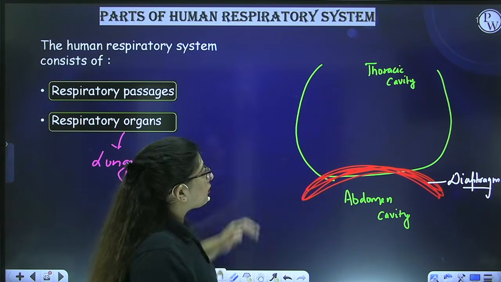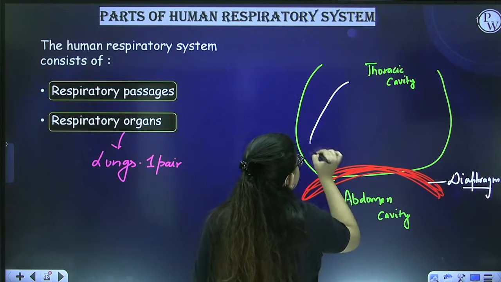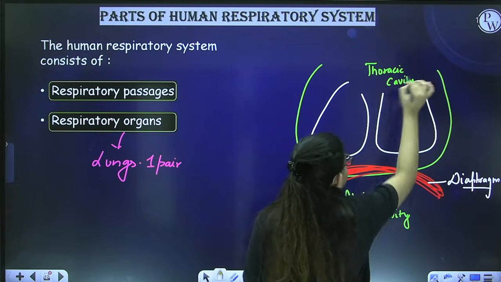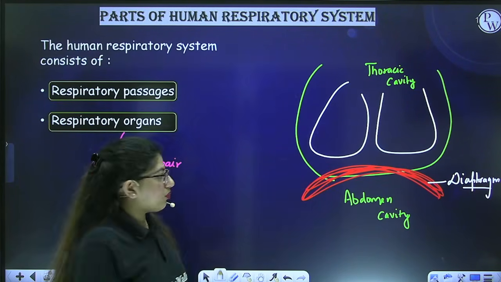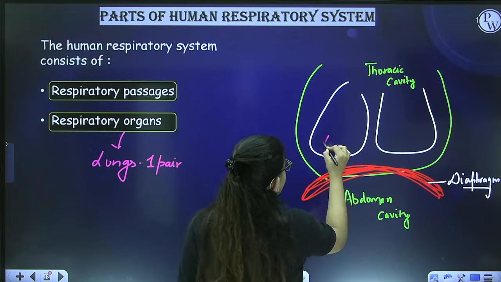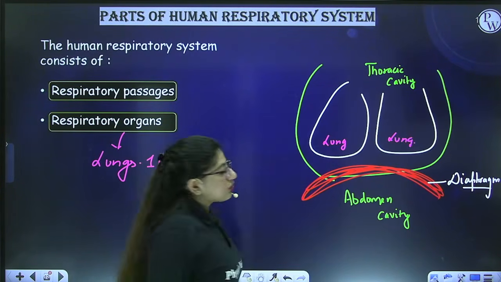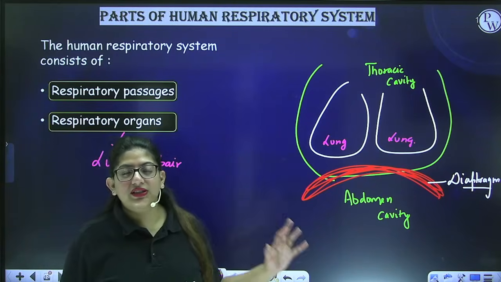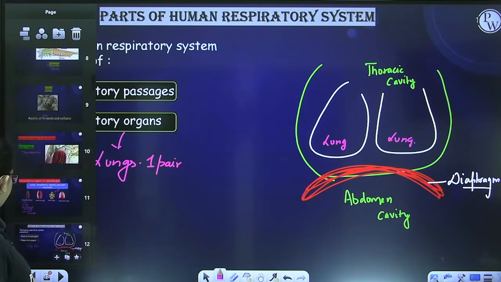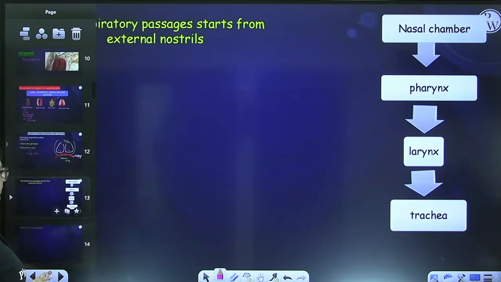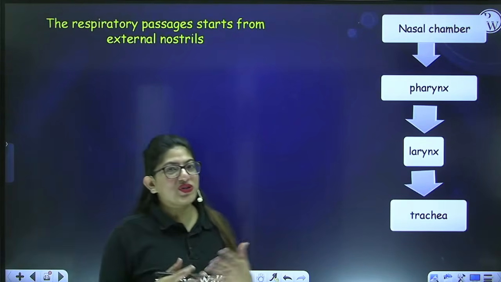In the thoracic cavity, you can find these two lungs, like this. So what are these? Lungs. This is one lung, this is the other lung. Fine. So this is the exact location of your lungs. Let's talk about them in more detail. We'll start with the respiratory passages first, because we'll go through the route of the air.